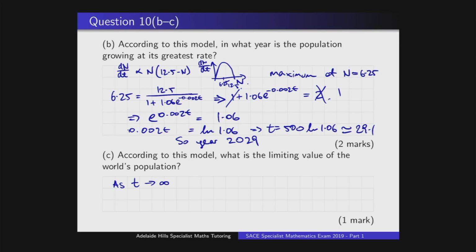So let's get the pen back. So n goes to 12.5. So that's the limiting value of n.